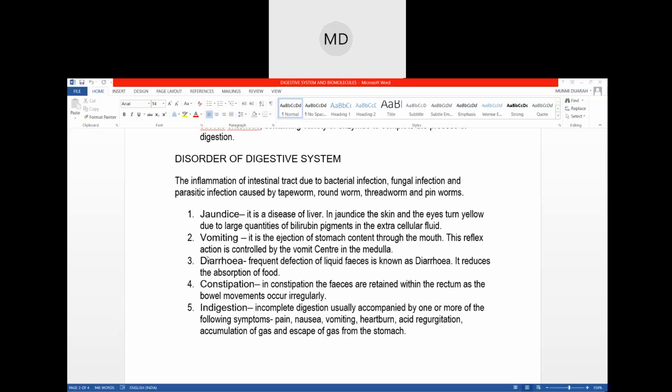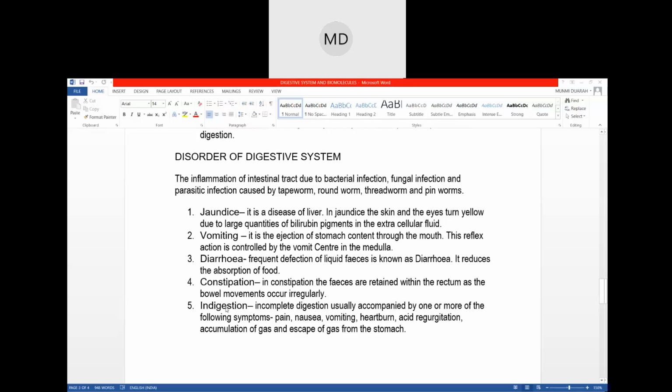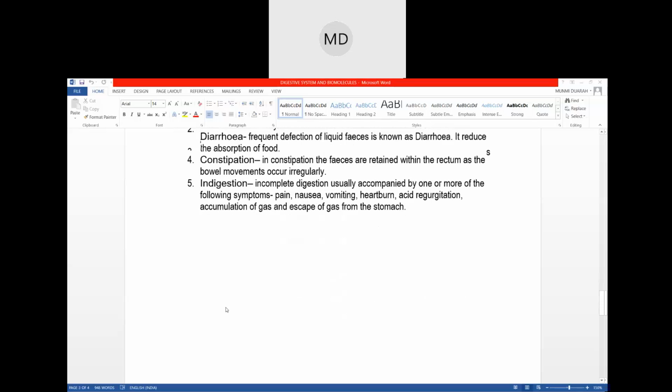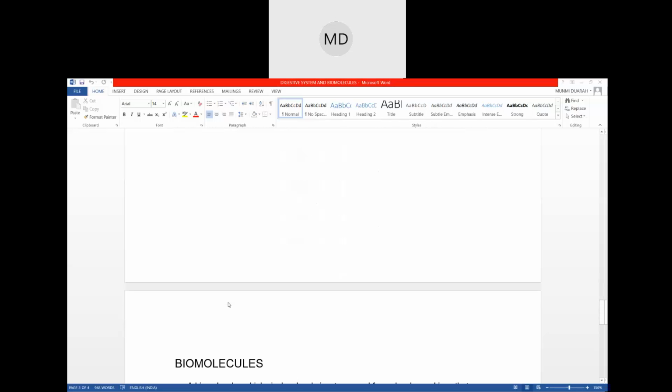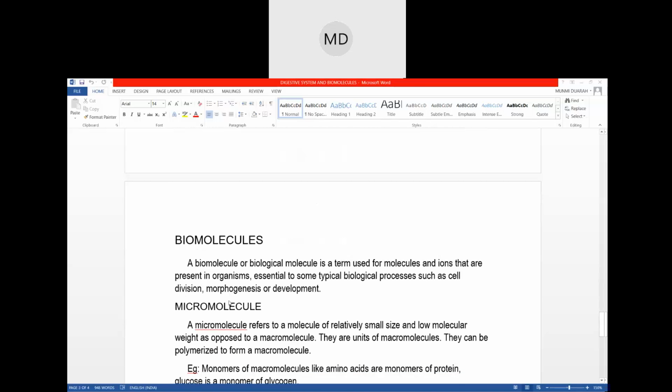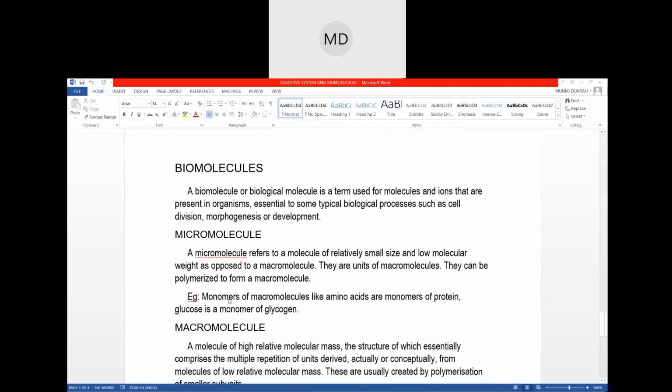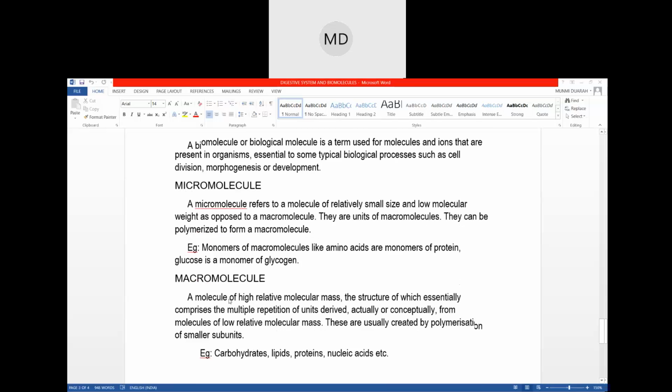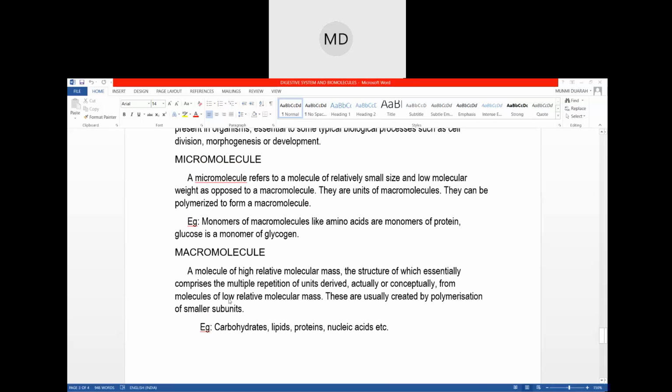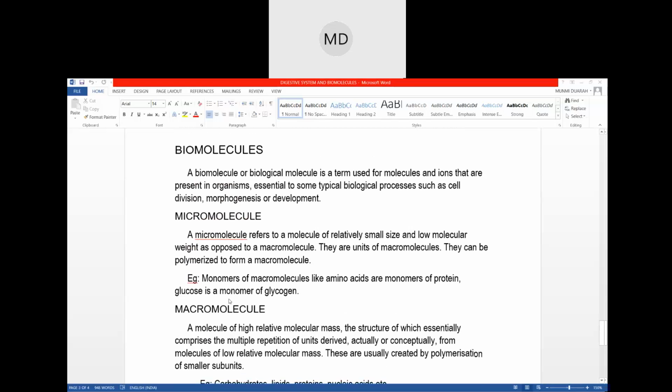It is jaundice, vomiting, diarrhea, constipation, and indigestion. Next, the digestive system is over. So next is biomolecules. Just a little portion of biomolecules, just this much.